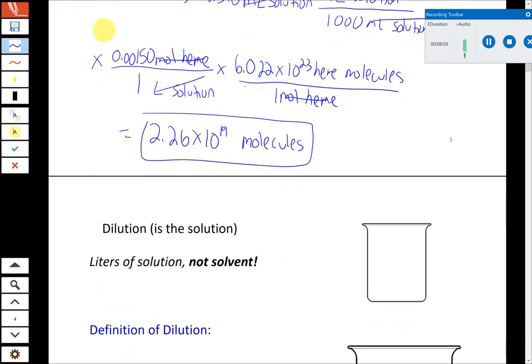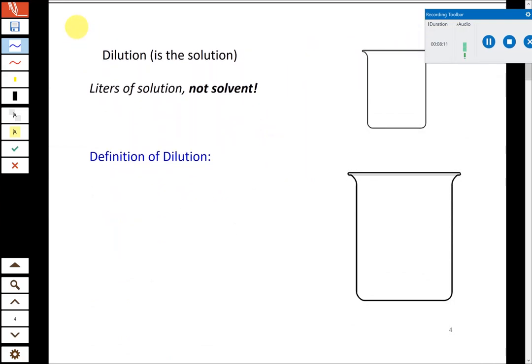And the last thing we're going to talk about with molarity, which is sort of an isolated topic, is not something that's going to persist for a long time, but we're going to talk about dilution. There's a saying in the chemical industry that dilution is the solution to pollution, but I don't agree with that. But we're going to learn just what dilution is and how to do some calculations involving it.